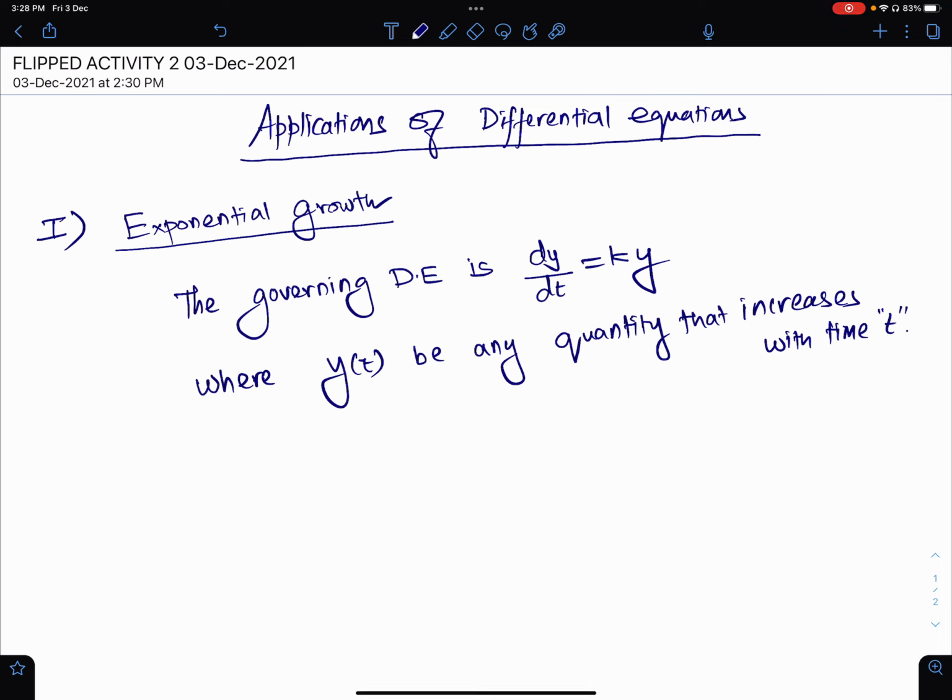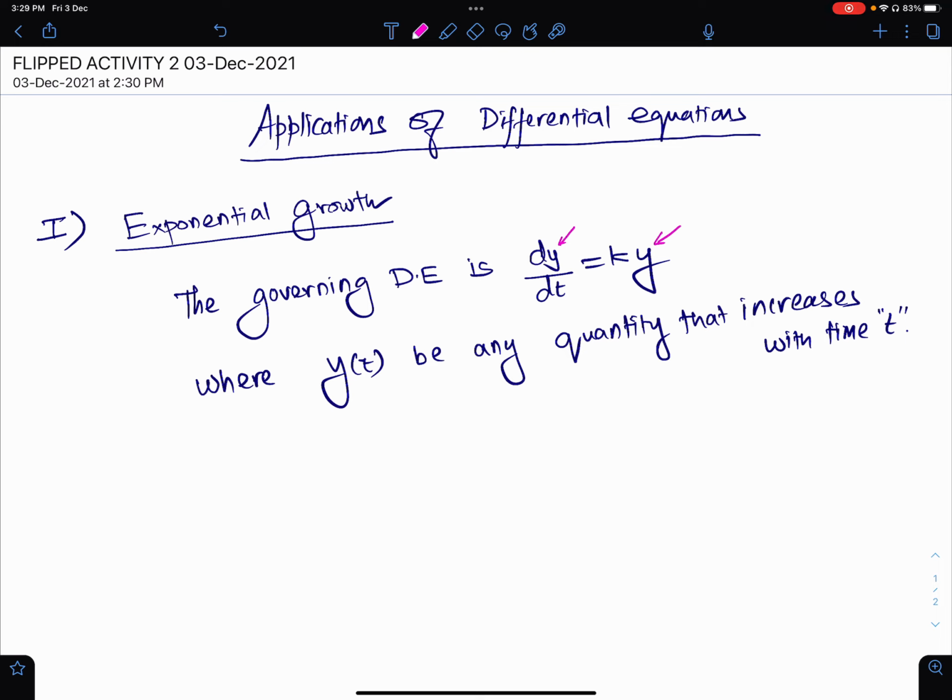See here in this differential equation, what is given is a first order differential equation. Here y is an unknown function. Y of t, as a function of t, is a quantity that increases with time. From this differential equation you can see that the rate of change of that quantity is proportional to the quantity present.